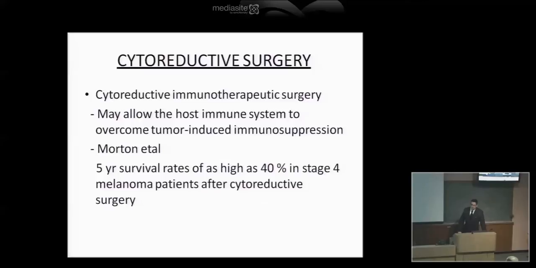Cytoreductive surgery. Cytoreductive immunotherapeutic surgery basically means removing the entire burden of tumor, including all the metastases. People have hypothesized that this may allow the patient's host immune system to overcome the tumor-induced immunosuppression. Meyer had a 30% 5-year survival after doing lymphadenectomies. Morton went on to do similar studies, and he also had 5-year survival rates as high as 40% in stage 4 melanoma patients with cytoreductive surgery.